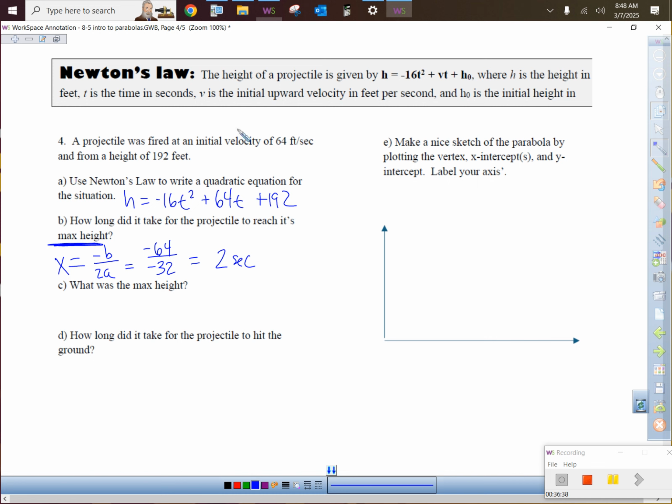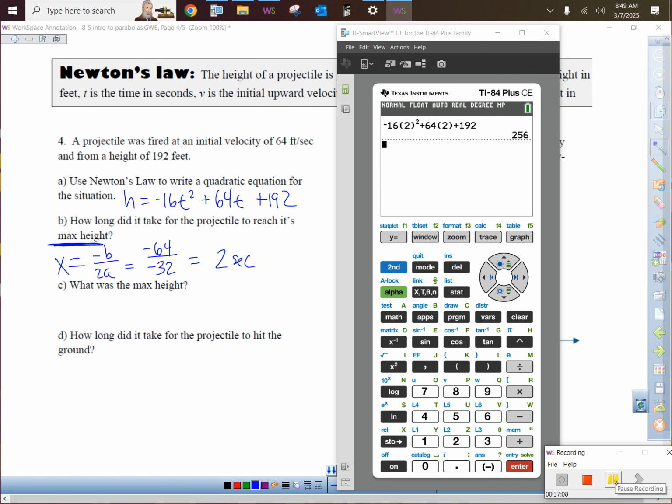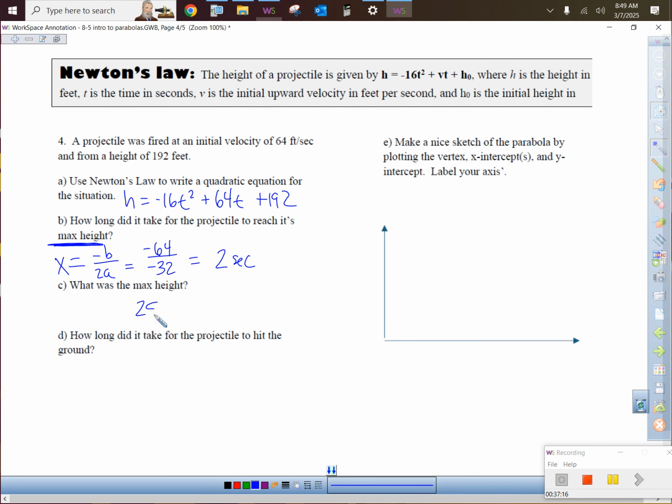Then put 2 into that formula to find the maximum height. Make sure I punched that in right. Did we get 256 back? 256 what? You notice I'm not showing any work on that either. I'm just putting it into the formula, into the calculator. But I need the work shown on the 2 seconds. Please show me the little formula. Show me the negative 64 over 2 times negative 16, and then you clean it up. Cool. How long did it take for this to hit the ground?